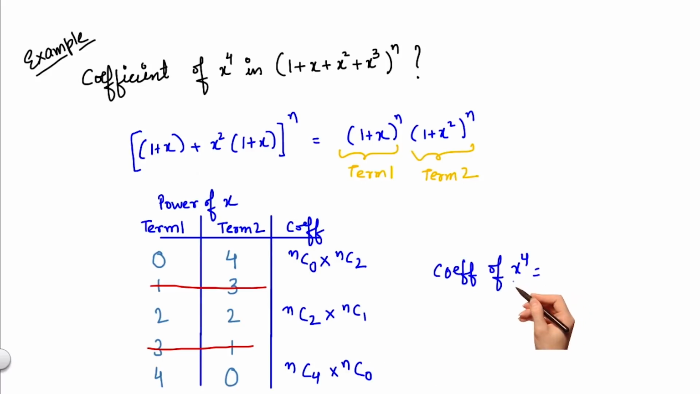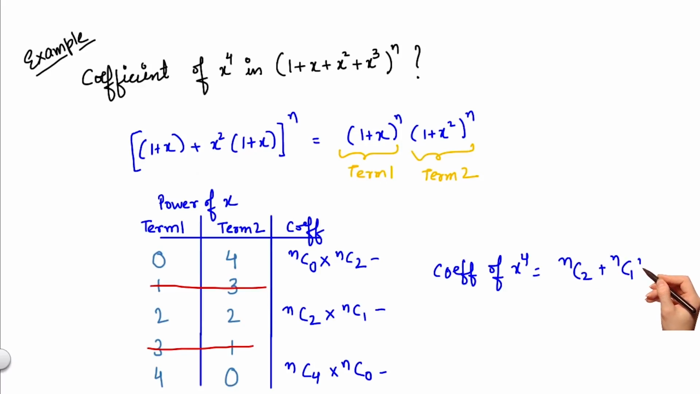Therefore, the coefficient of x^4 would be the sum of these three cases, which would be nC2 plus nC1 multiplied by nC2 plus nC4. And this is my final answer.